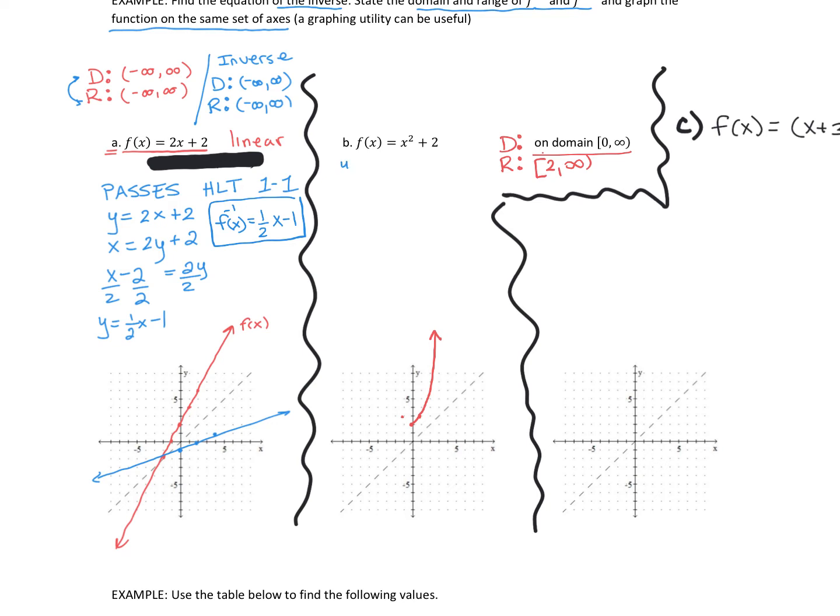We're going to put the y in for the f of x. We're going to switch the x and the y. And then we're going to solve for y. So I'm going to subtract 2. And then I'll take the square root.